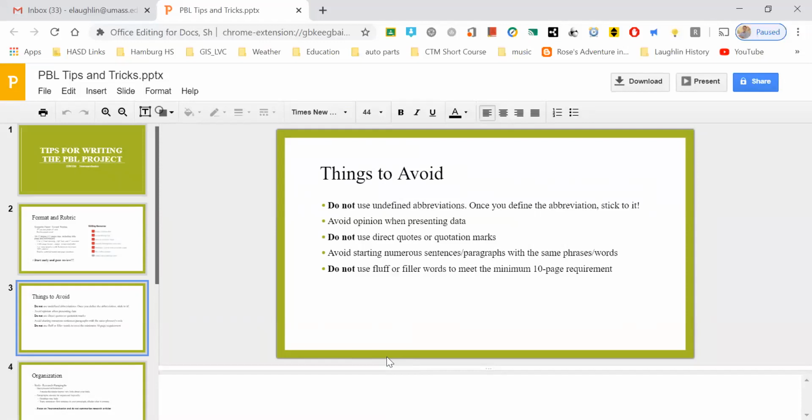Sometimes people go through and they type out the full word again just to kind of help meet that word count or help with the 10-page minimum requirement, but you should always use the abbreviation after you've introduced it.